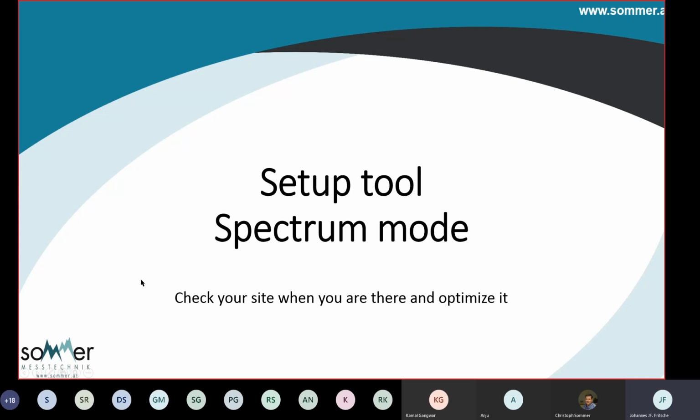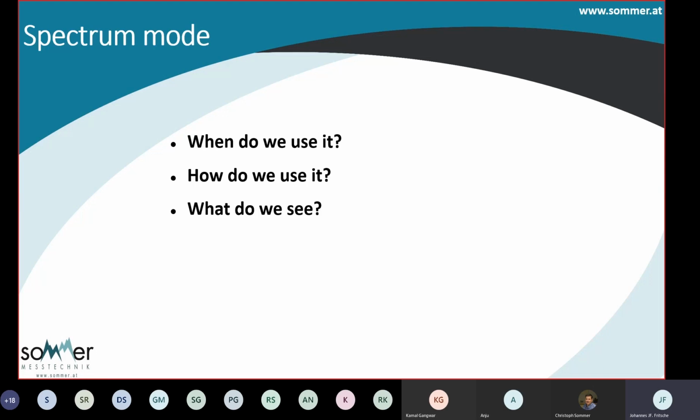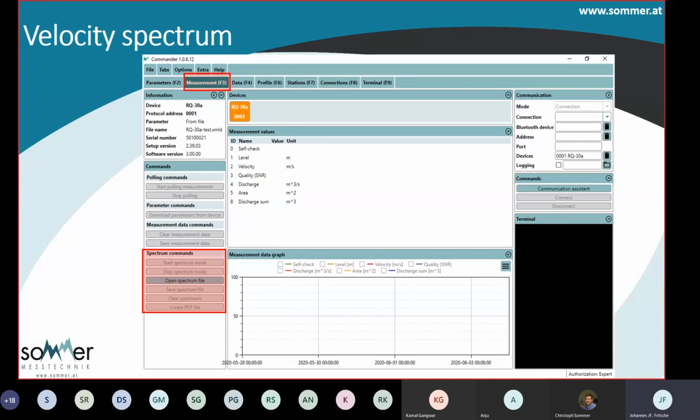So when you are at the site, when you install the instrument, you can use this mode to optimize your measurement. And I will show you when to use it, how you apply it, and what you will see with the spectrum mode. When you go out in the field, you have chosen a measurement site, and you're going to install your RQ instrument, and you want to make sure that you're getting good measurements.